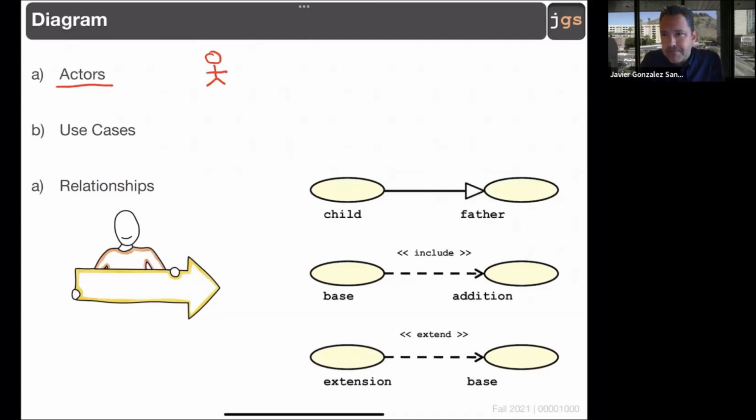Step number one, storyboarding. Identify your actors. You identify your actors, you put your actor in a picture. That picture is going to become a diagram. That diagram is a UML use case diagram.